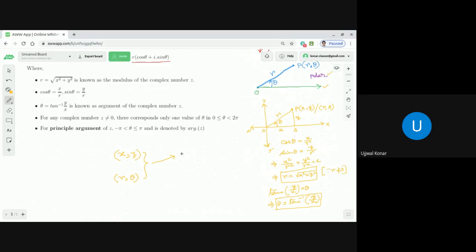What is that? x is equal to r cos theta and y is equal to r sin theta. Correct, dear students? And we can also express r and theta in terms of x and y. What is r? r is equal to the square root of x square plus y square. And what is theta? Theta is equal to tan inverse of y by x.